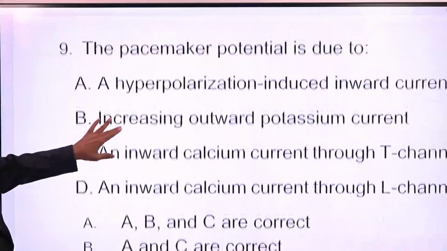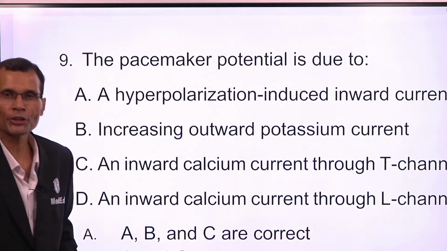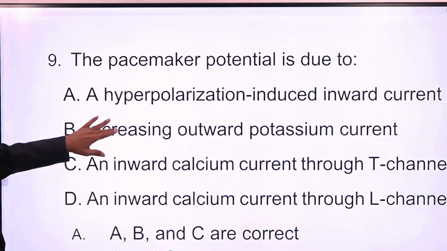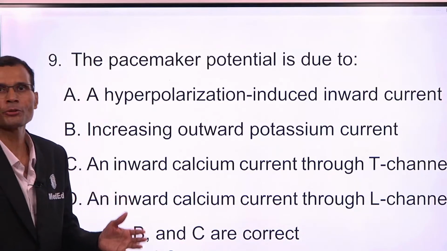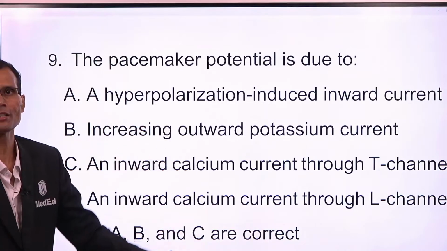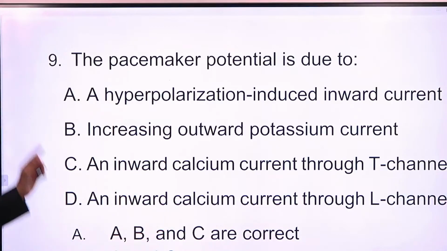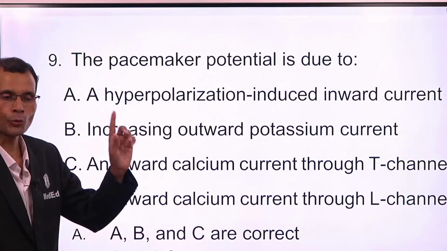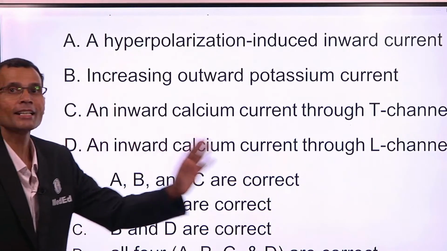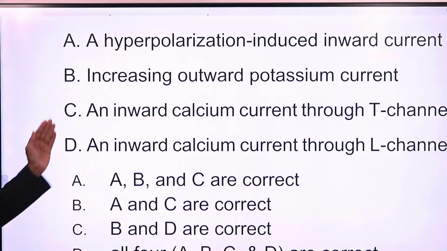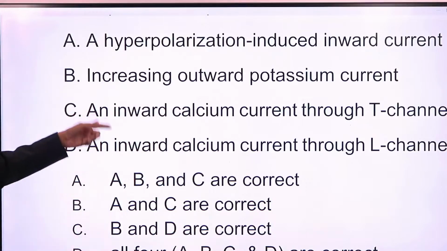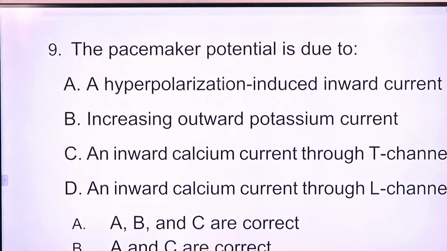Okay, pacemaker potential is due to. Now I want you to see this MCQ, read it clearly, and you can type your answers. I'll just read out this MCQ first for the benefit of those who have joined in today. The pacemaker potential is due to a hyperpolarization induced inward current. Think about this. Increasing outward potassium current. Then an inward calcium current through T channels, and an inward calcium current through L channels. So T channels, L channels, calcium current, and a hyperpolarization induced inward current.